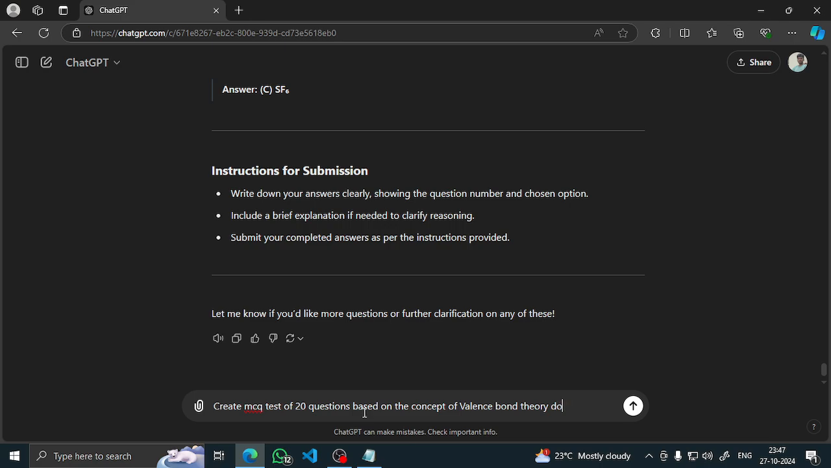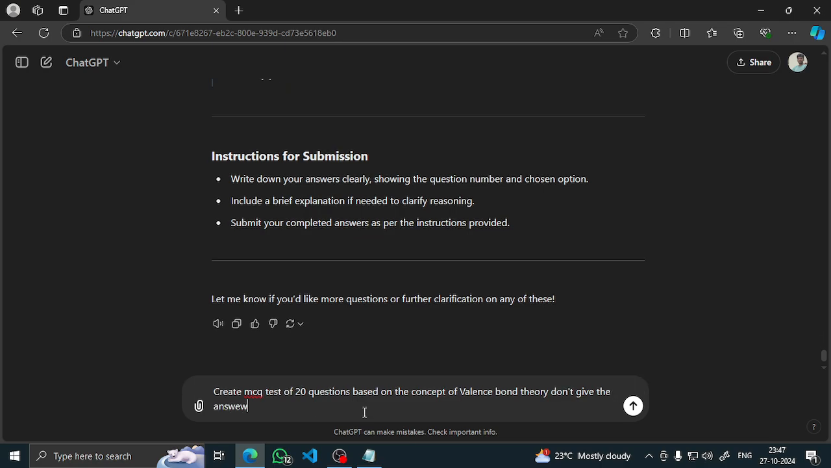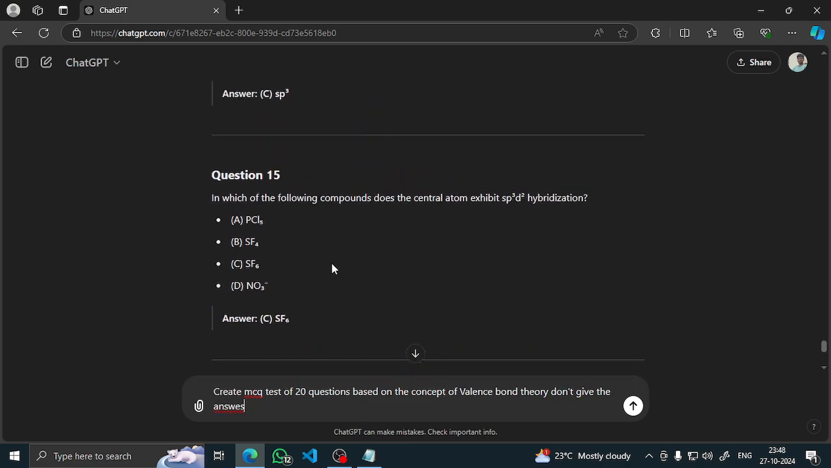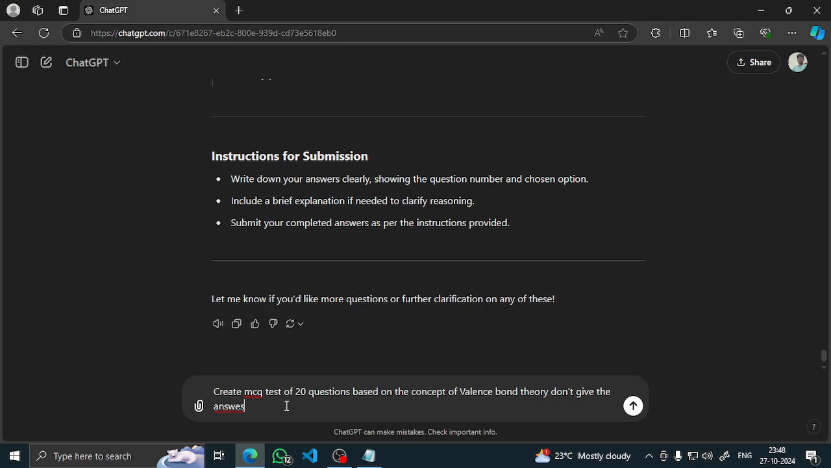Yes, create MCQs of 20 questions based on valence bond theory, and don't give the answers. Yes, because previously it was giving answers, so I'm giving the command: don't give the answers.